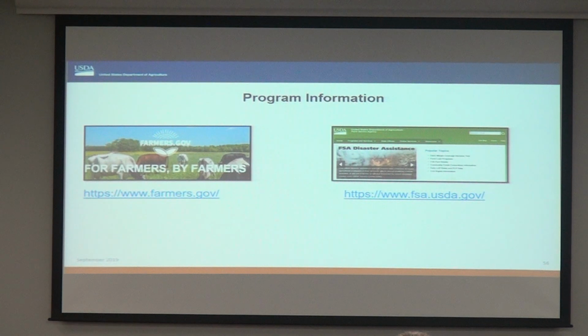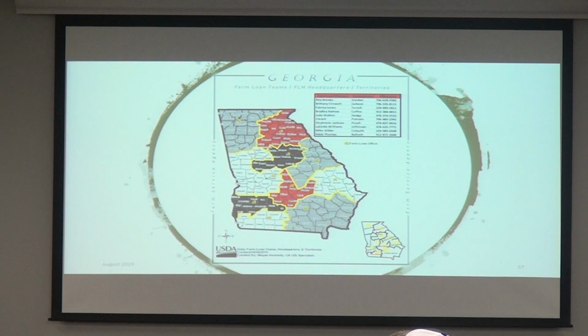And then the FSA does have its own website that we have a lot of our program information on as well. I mean, you can go on and get things such as our program notices that we use about policy. Also, our handbooks are available on there, so you would be looking at the same policy that our FSA county officers look at when they do applications. So that's the information that you can get from your RMA agent.